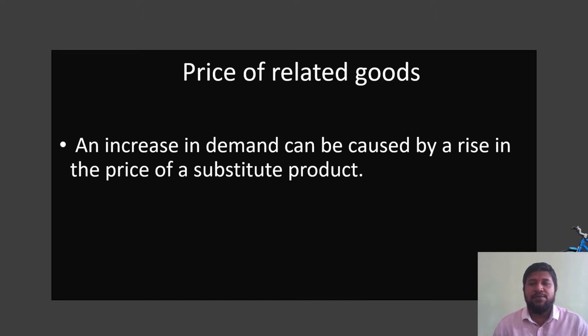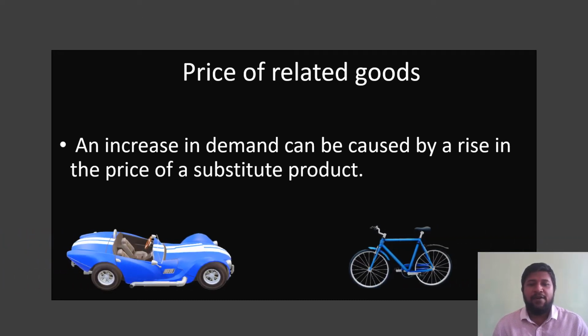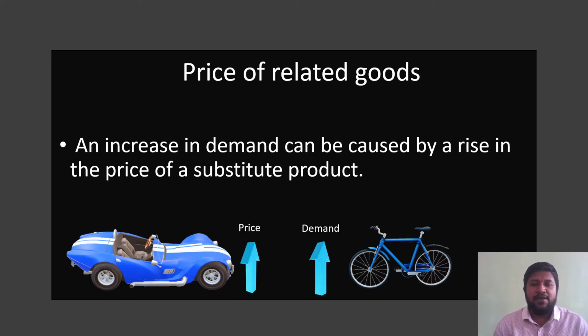As an example, we have car and bicycle. Now, if the price of car increases, people tend to buy fewer cars. Like the law of demand says, other things being equal, more will be demanded at a lower price. So when the price of car increases, people tend to leave cars and instead they shift to a substitute of car, that is, for example, bicycle. Now, the demand for bicycle increases due to an increase in the price of cars.